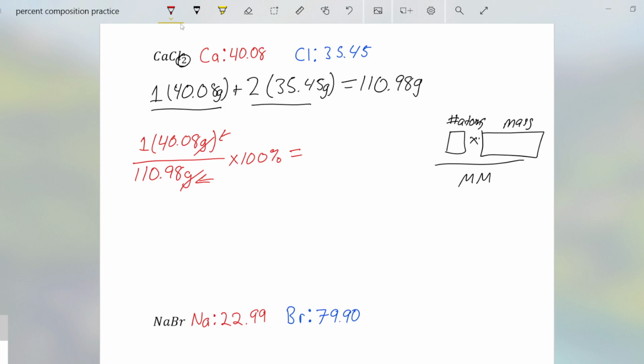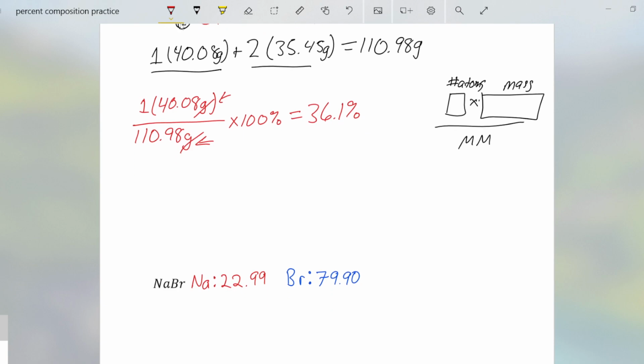When I plug this into a calculator, I get a total percentage of 36.1%. That is, the calcium atom will make up 36.1% of the mass of the total molecule.